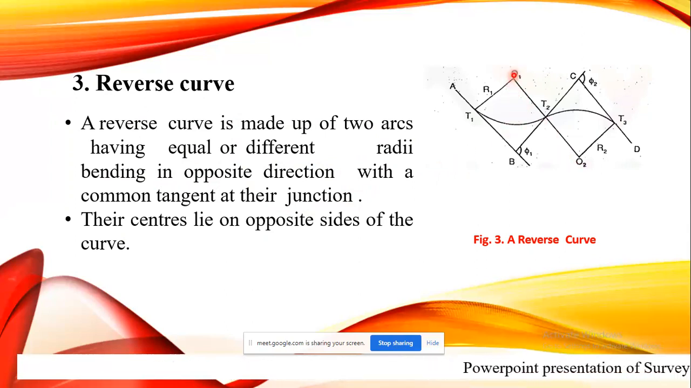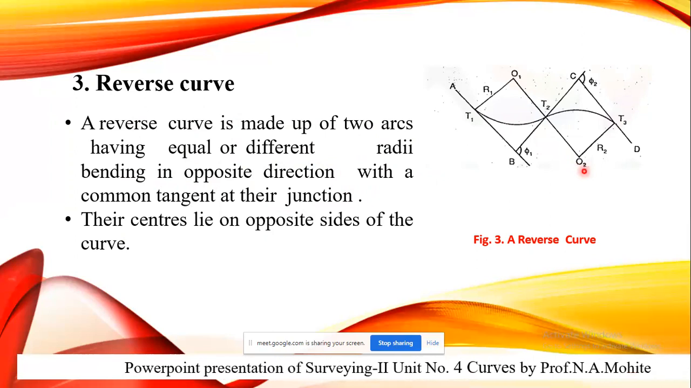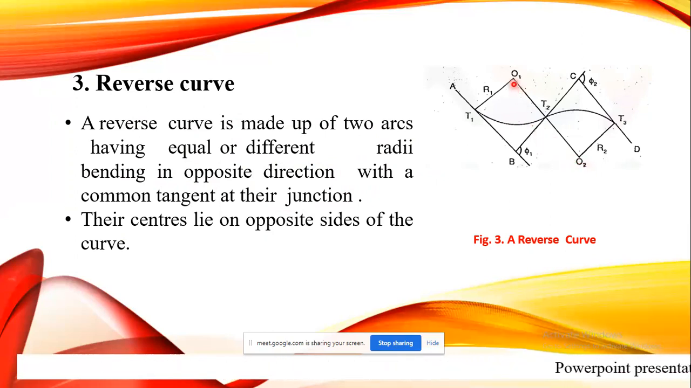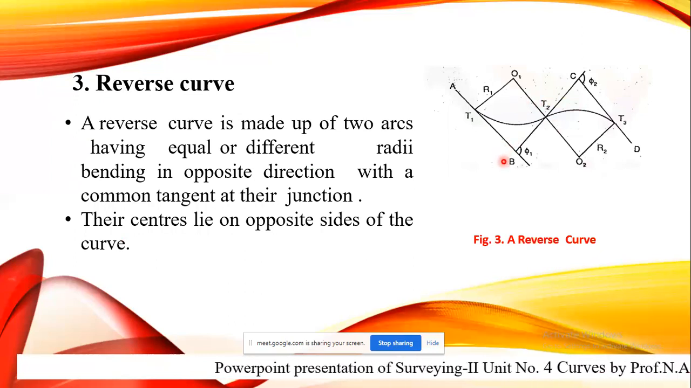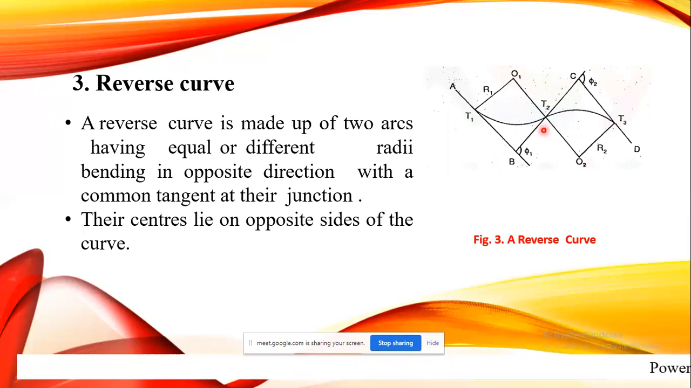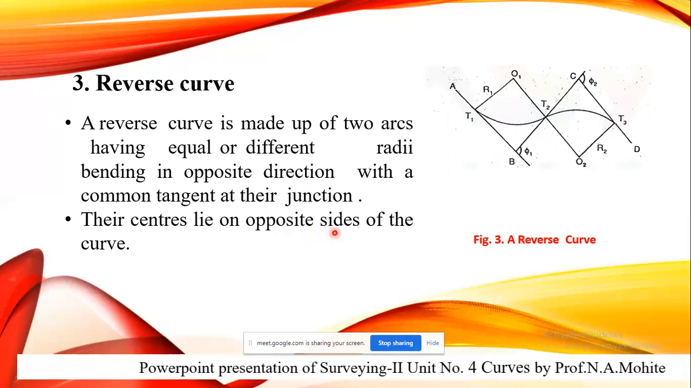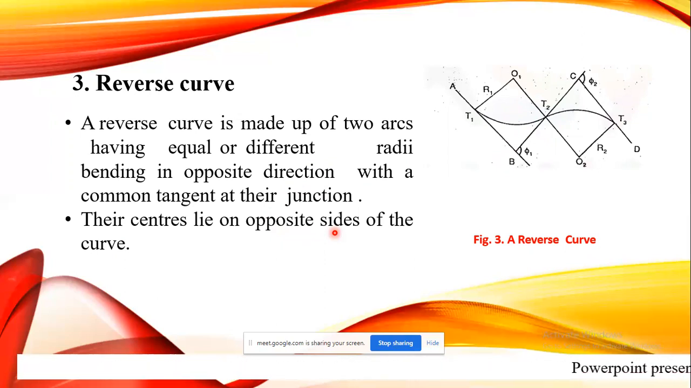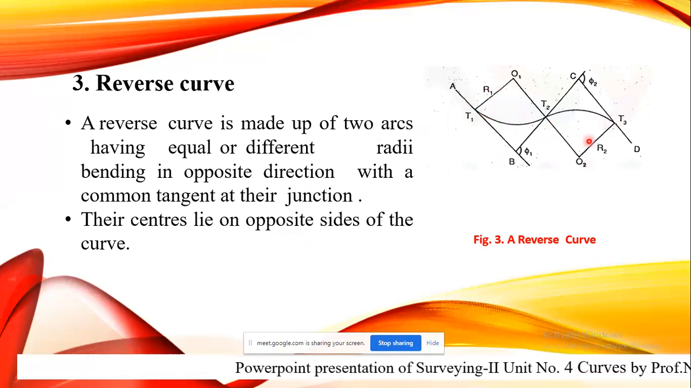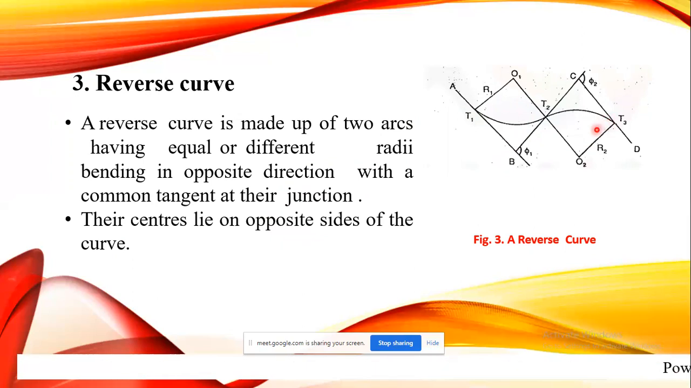You can see here O1 is the center of one curve, and the second center is on the other side, but they have a common tangent. That is correspondingly BC, and that is the intersecting point T2. So their centers lie on opposite sides of the curve. That is regarding the reverse curve. As usual, R1 is the radius of one curve, R2 is the second curve, T1, T2, T3 are the tangent points, and phi 1 and phi 2 are the deflection angles.